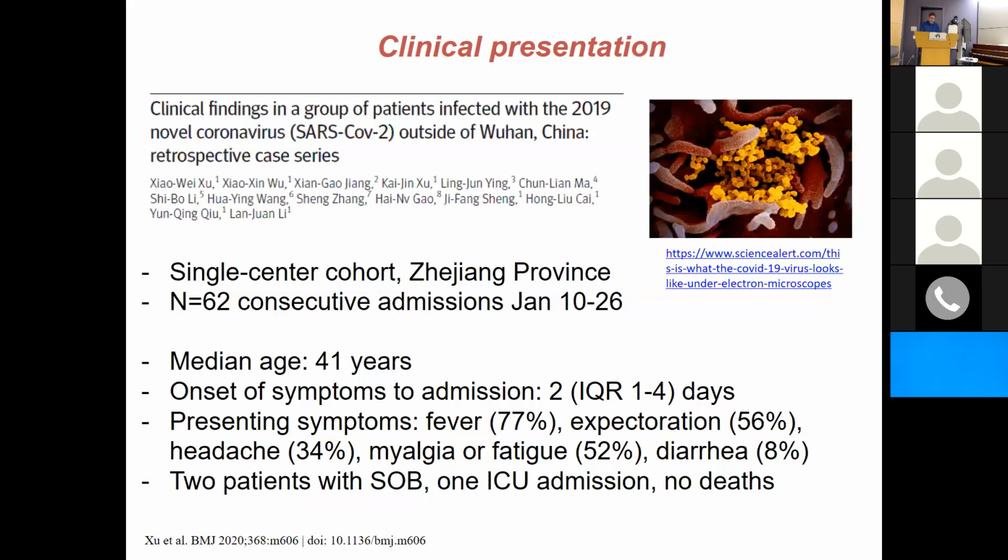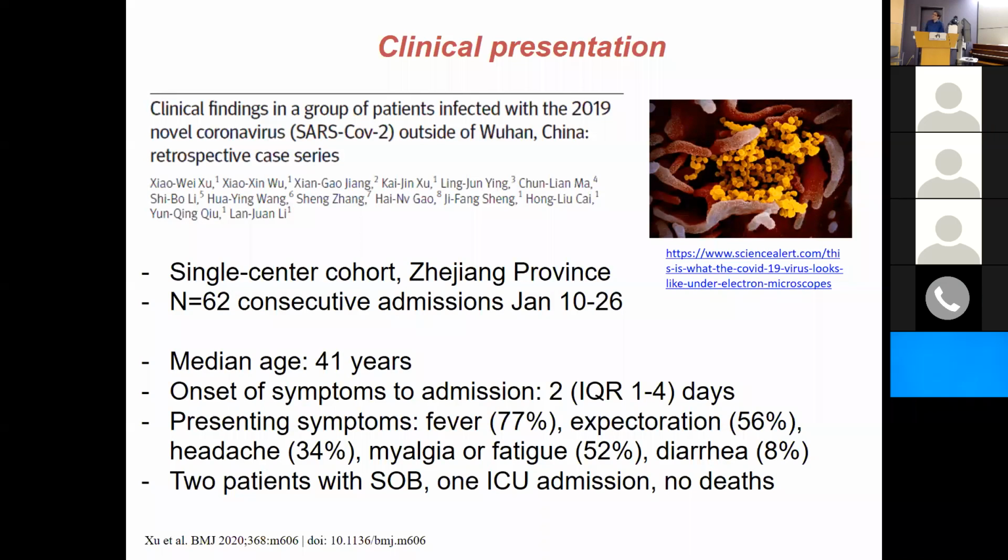Some better news here outside of Wuhan. That was 62 cases in the Zhejiang province, mid-January to end of January. Median age here was younger, 41 years. Onset of symptoms to admission 2 days, so they presented very early. I didn't highlight that in the first study. In Wuhan, patients typically presented to the hospital after 6 to 7 days. Fever in 77% of patients, expectoration 56%, headaches, myalgia, fatigue. Few patients with diarrhea. Only 2 patients out of those 62 developed shortness of breath. Only 1 needed ICU admission and no death.